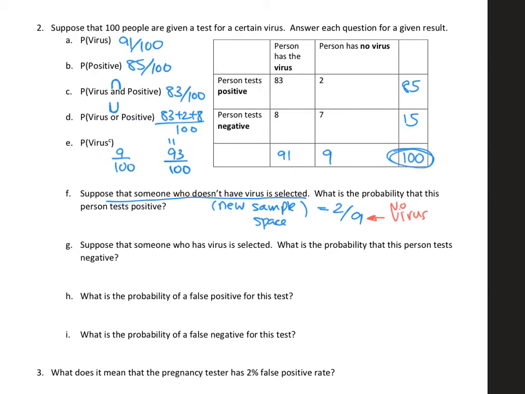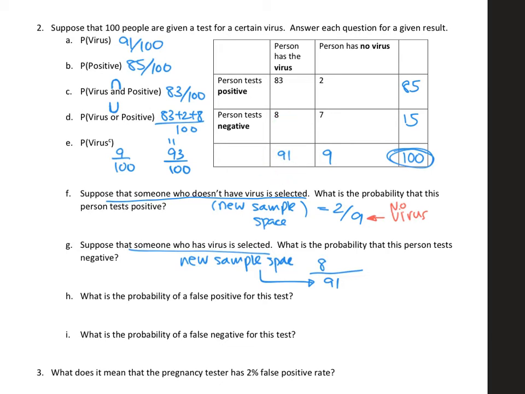All right, let's look at the next one, kind of similar. Suppose that someone who has the virus is selected. Okay, so now you're looking at only this group. Again, just because they say that, my new sample space is going to be 91. Because the question says someone who has the virus is selected, that means just look at this group. And then from there, we look at the probability that the person tests negative. Out of that group, only 8. So 8 out of 91.